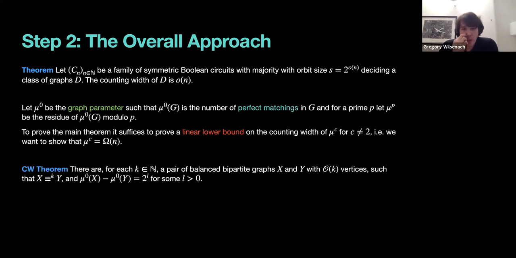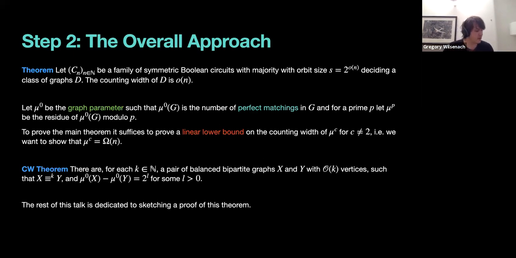So we just need to prove that we have a family of graphs that witness the fact that there is a linear lower bound on the counting width. And this is where we use a famous construction, and we show that for every k, there's a pair of balanced bipartite graphs X and Y that have on the order of k vertices that are k-equivalent, but the number of perfect matchings in these two graphs is different, and in fact differs by a power of 2. This suffices to prove our main result, and this is really what I'm going to be talking about for the rest of the talk. Roughly speaking, I'll be talking about how you actually prove that.